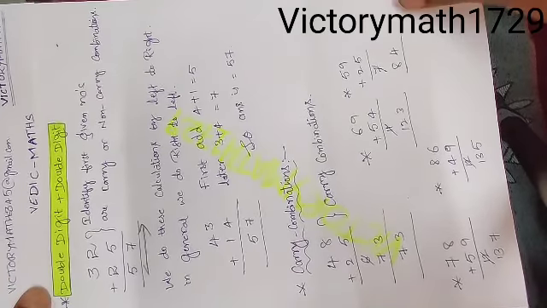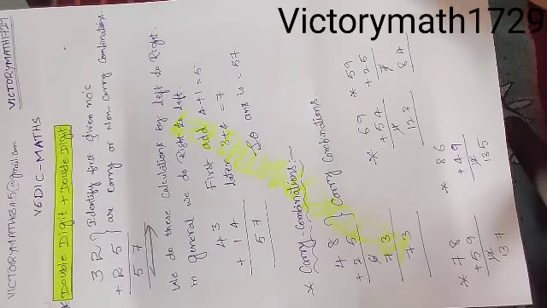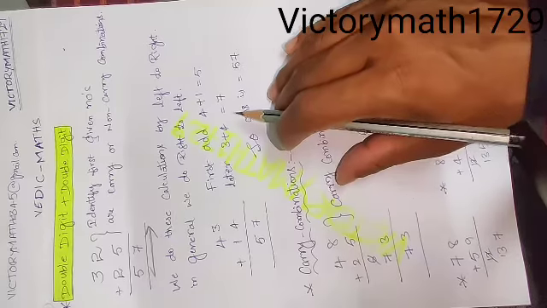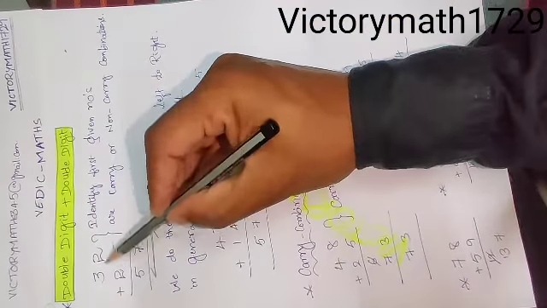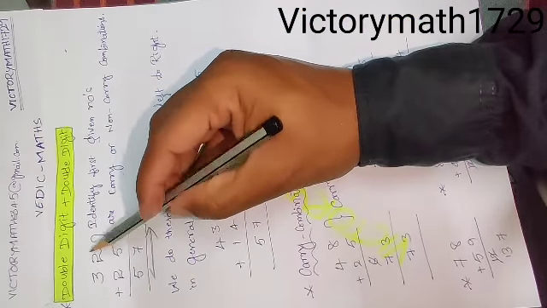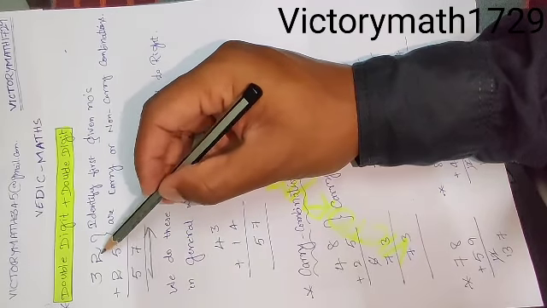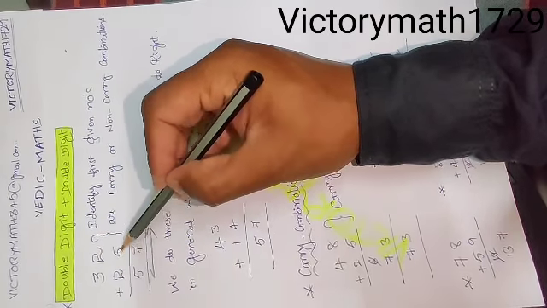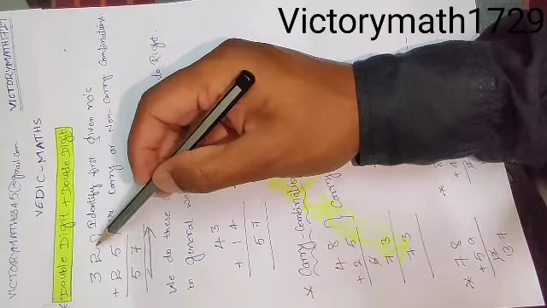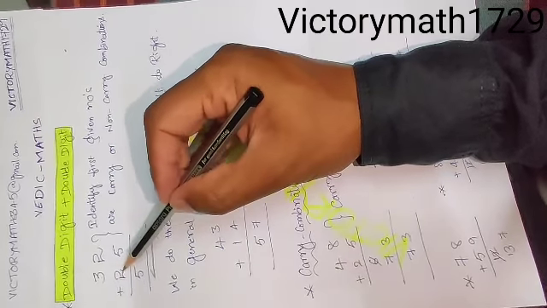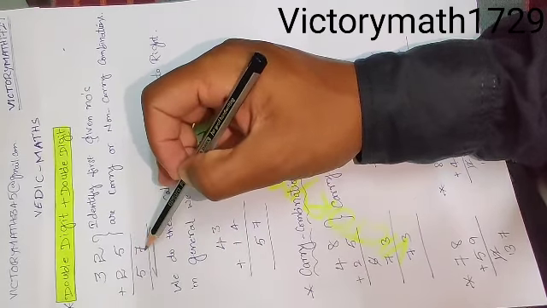Now come to double digit plus double digit, that is 32 plus 25. Here we can do it directly. We need to observe 32 and 25. Here there is no carry combination, so directly 3 plus 2 is 5, 2 plus 5 is 7.